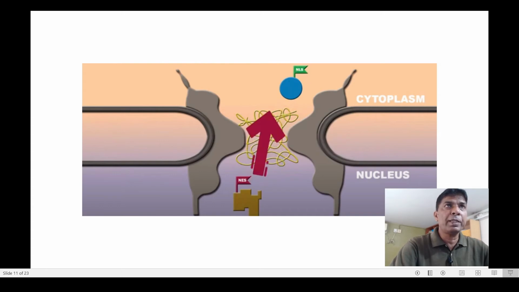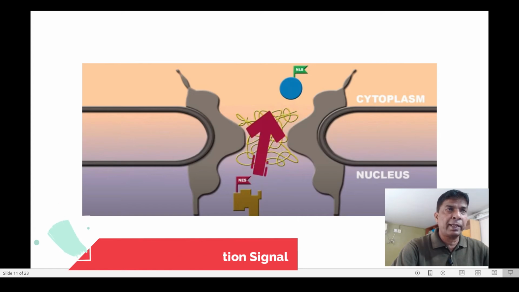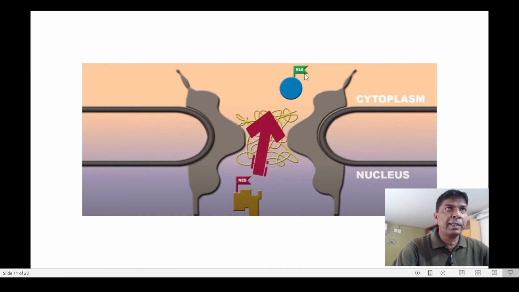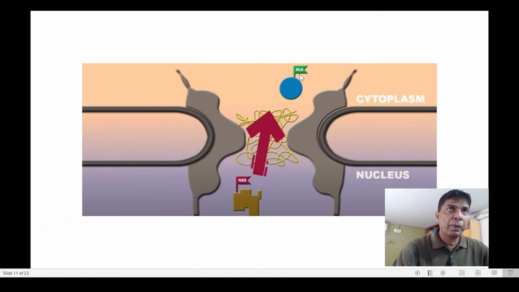Now whenever any substance wants to come from the cytoplasmic end to the nuclear end, it needs a nuclear localization signal, and when any substance wants to move from the nuclear end to the cytoplasmic end, then it needs another signal. This is known as the nuclear exit signal. So NES and NLS, these are the 2 signals. NLS allows the substance to move from the cytoplasmic end to the nuclear end, and the NES allows the substances to move from the nuclear end to the cytoplasmic end. Now let's see how it happens.